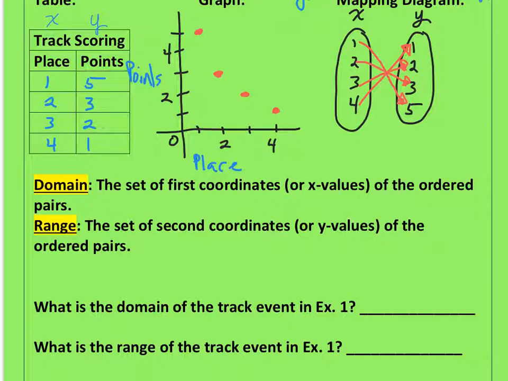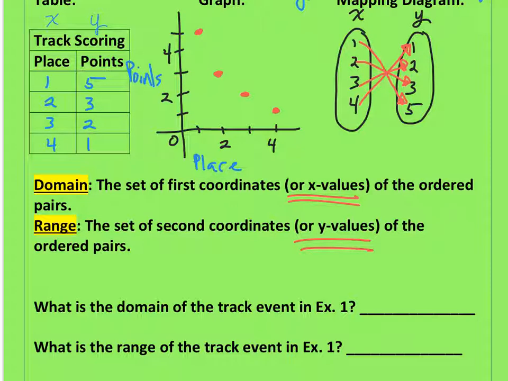Now let's talk about the definition for domain and range. Domain, this is your official definition. Domain is a set of first coordinates or x values of the ordered pairs. Really, this is the important part. Domain is x values. Same thing with range. This is the important part. Range are y values. And it's easy to remember because domain comes before range alphabetically and x comes before y alphabetically, so they match up. It's just another name for x and y values.